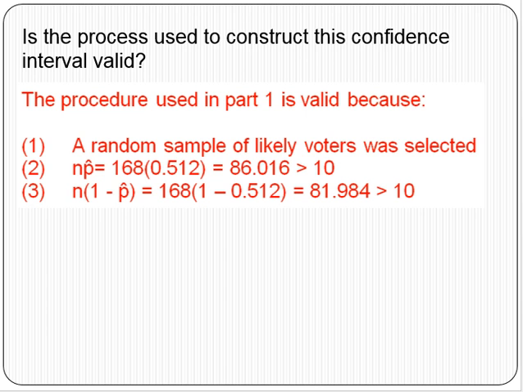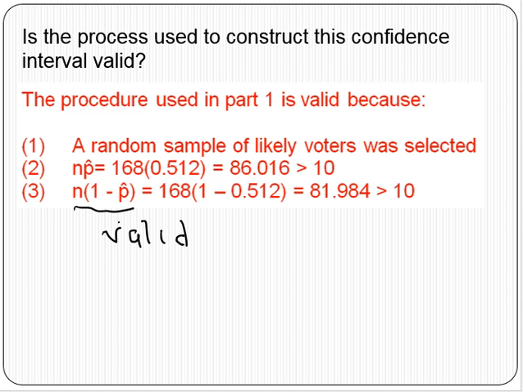We do have a random sample of likely voters. For a confidence interval, n times p hat is 168 times 0.512, and that's greater than 10. N times 1 minus p hat is 168 times 1 minus 0.512. That's 81.98. Both bigger than 10. So our confidence interval procedure is valid.